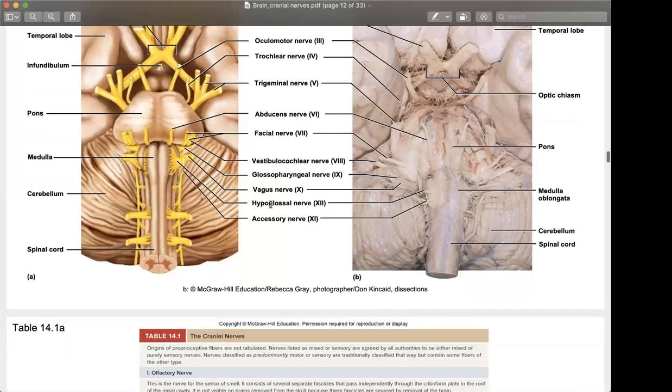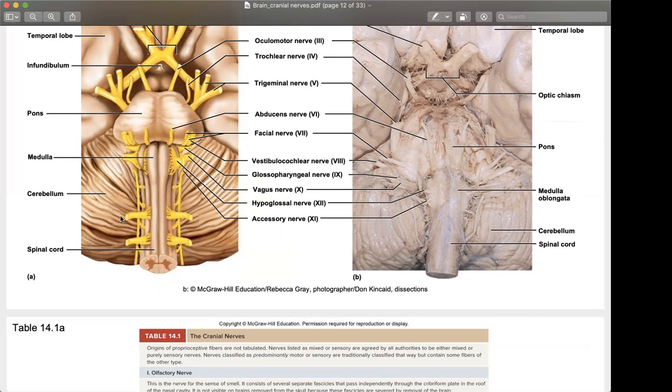Hypoglossal, again, below the tongue. So this is some of the deep tongue muscles and pharynx muscles. And the accessory nerve, I used to know that as the spinal accessory nerve. Now that is one that you see here. It actually goes down the brainstem and comes out from the same area.